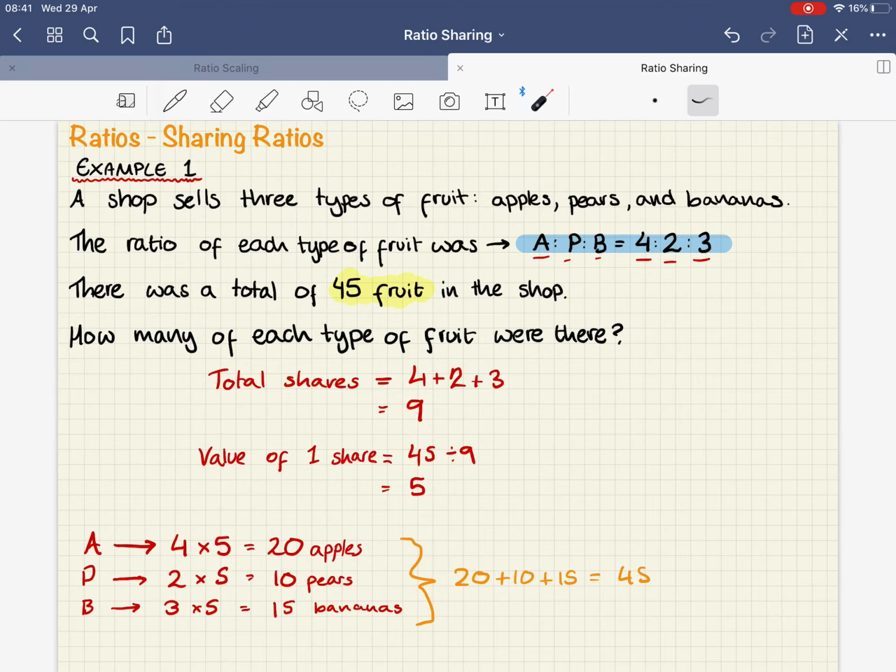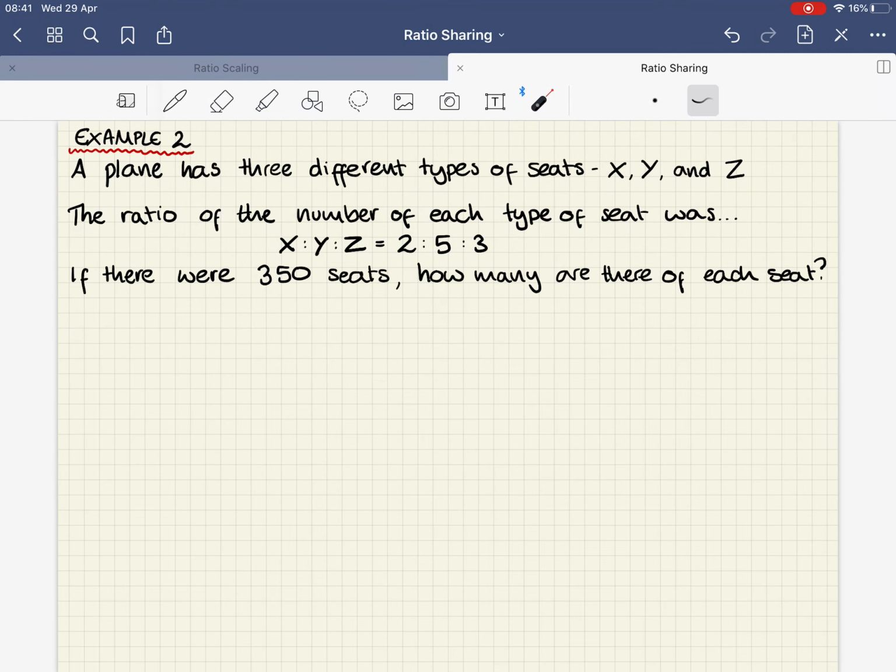Okay, so next example then. A plane has 3 different types of seat, X, Y and Z. The ratio of the number of each type of seat was X, Y, Z 2, 5, 3. If there were 350 seats, how many are there of each seat type?